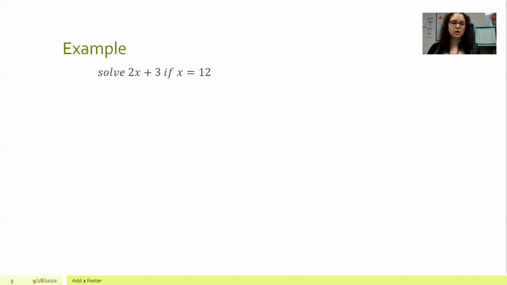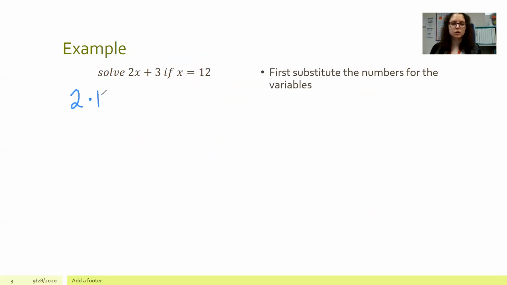So let's solve 2x plus 3 if x equals 12. The first step when we solve is to substitute the numbers for variables. So we have this 2x. We have to think about what operation that is, and that means multiplication. So I'm going to say 2 times 12, because we're replacing our x with 12, plus 3.